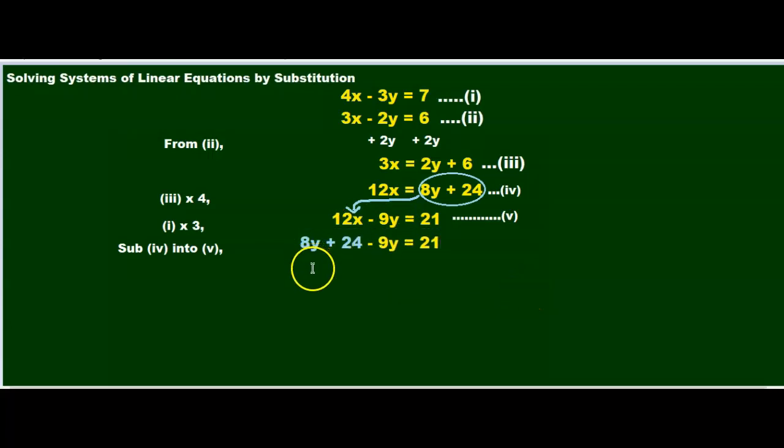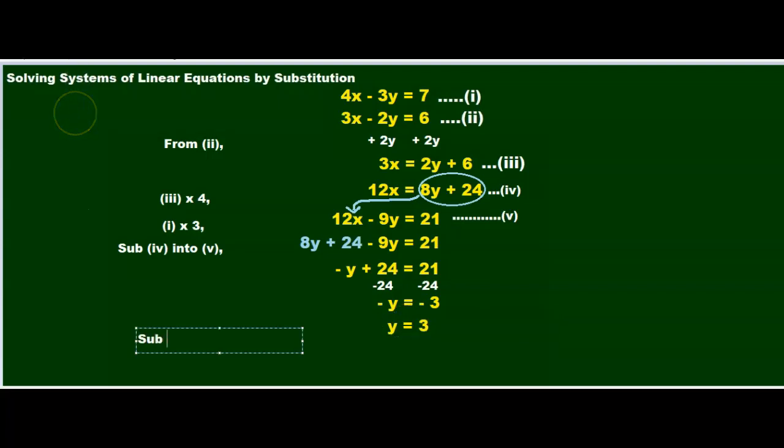Now simplify. So we have 8y minus 9y gives me a negative y plus 24 equals 21. Try to find out y, so we're going to subtract 24 on both sides of our equation, always on each side of the equal sign. And that leaves me with negative y equals 21 minus 24 gives me negative 3. And we can change all the signs across, so y equals 3.